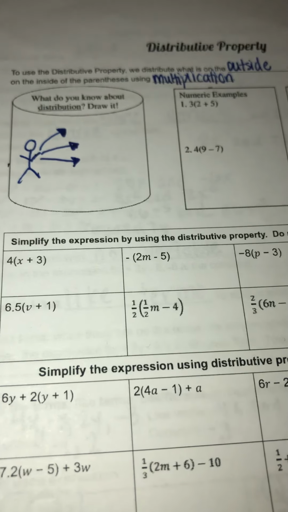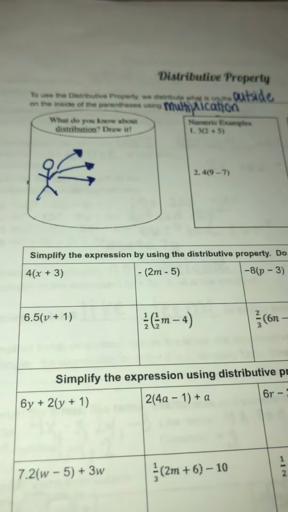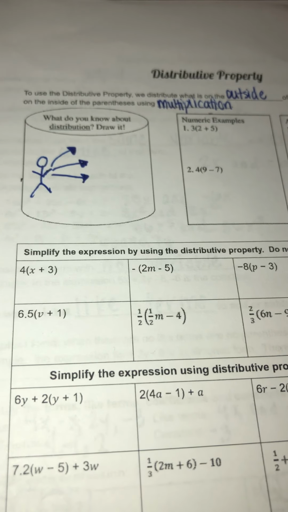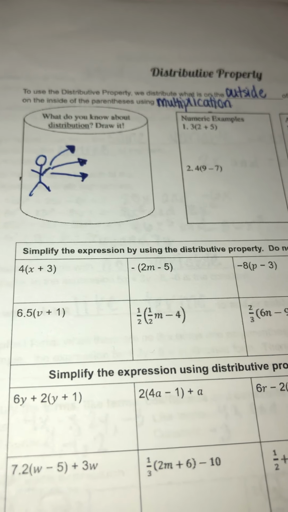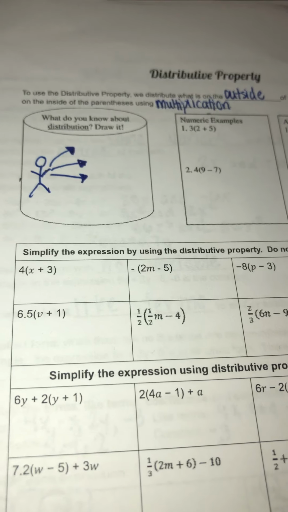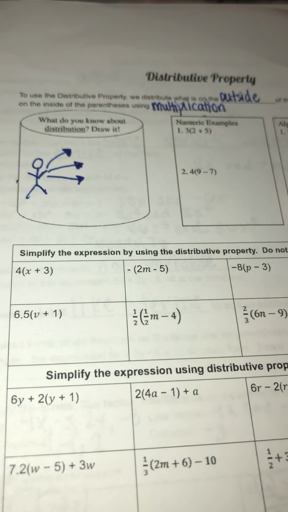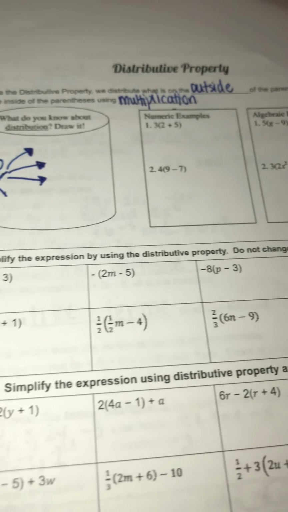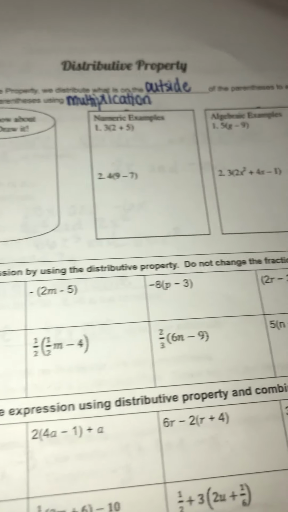So here's my picture. I just drew a stick figure taking something and handing it out to different places. I always think of Amazon. Amazon has a distribution center, and they ship it out to people that buy from them.